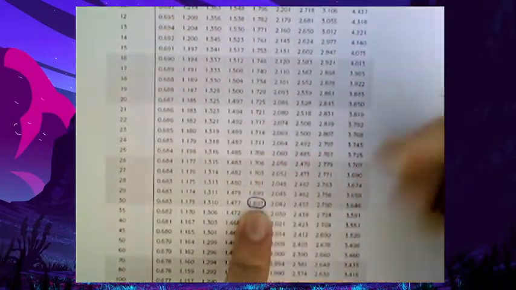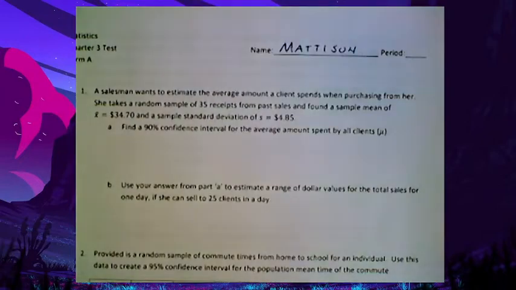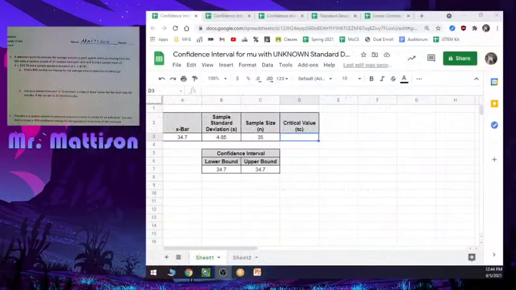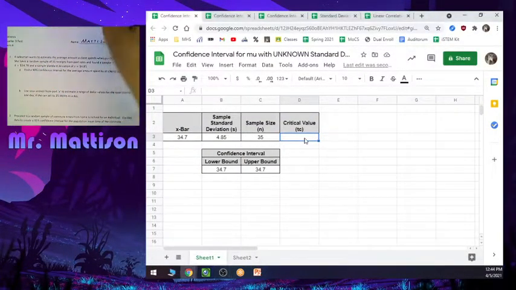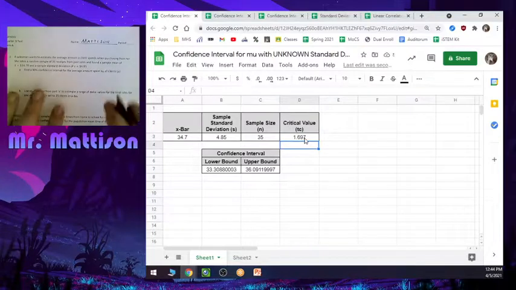I'll go ahead and circle it because this is a disposable one, which I recommend you draw all over yours when you get it on your test. So if I input that over here, that is 1.697. So then we get our confidence interval here.